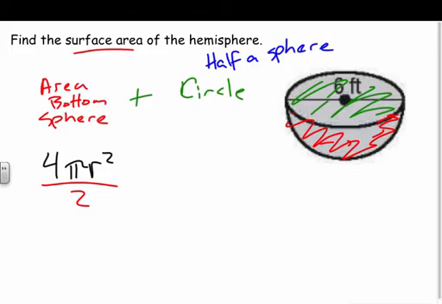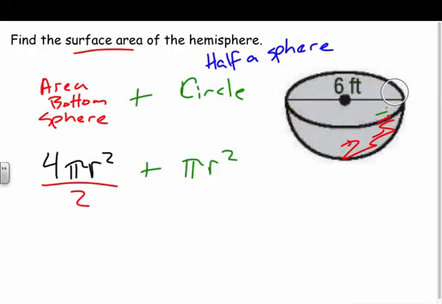Okay, and then we also need the top of this hemisphere, which is just a circle. So then we need to add on the pi r squared. We need to add that circle on to get the entire surface area of this object, this hemisphere. So it's always best to come up with a plan first. Once I come up with a plan, I can just plug in numbers. If I start typing in my calculator, I might lose track of something.